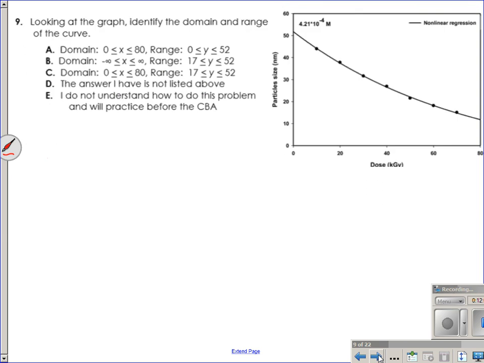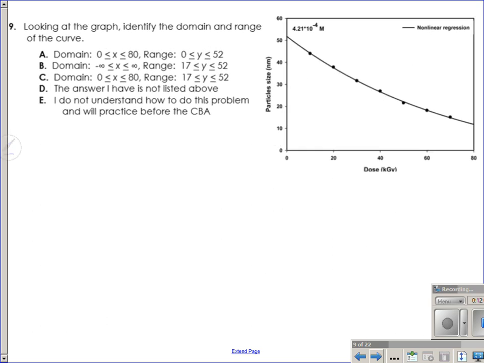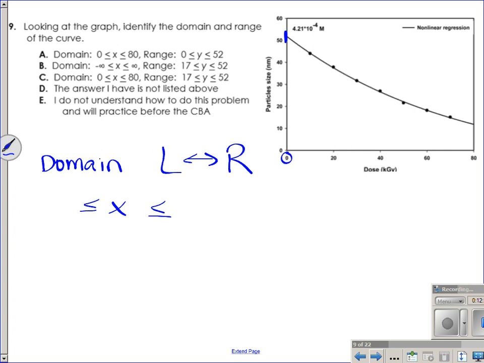Number 9 is also an interpretation of a graph problem. It is asking us to find the domain and the range. So remember, for domain, we look from left to right. So we want the furthest value to the left and the furthest value to the right. And domain deals with the x-axis. So the farthest to the left we have here is 0. And the farthest to the right we have here is 80. So that means we're looking at options A and C.